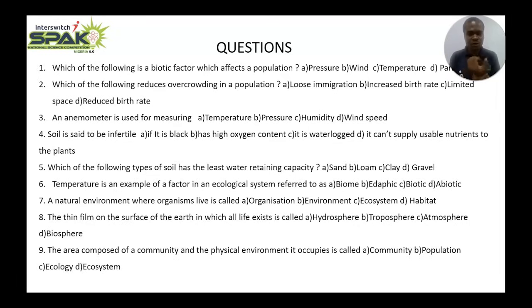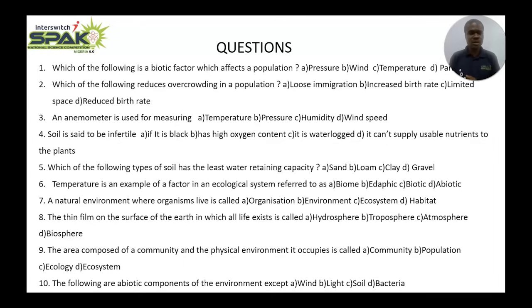The area composed of a community and the physical environment it occupies is called dash. Is it community, population, ecology, D, ecosystem? When you have a community of organisms and the physical environment where they are found interacting together, that is called ecosystem. Ecology is when you study an organism in relation to the environment. But a community of organisms and the physical environment where they occur and interact together as a system, that is ecosystem.